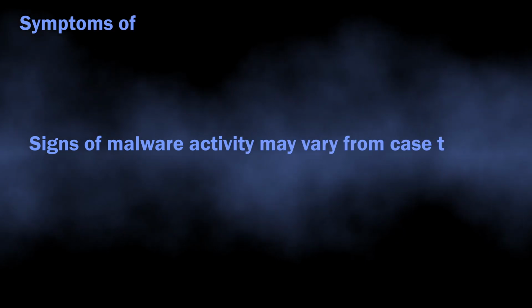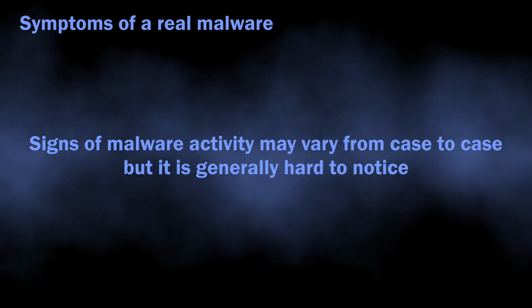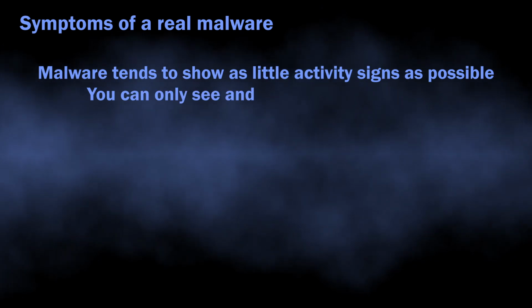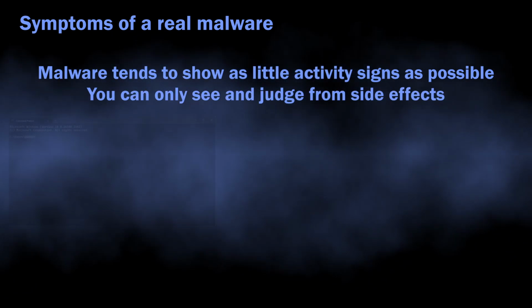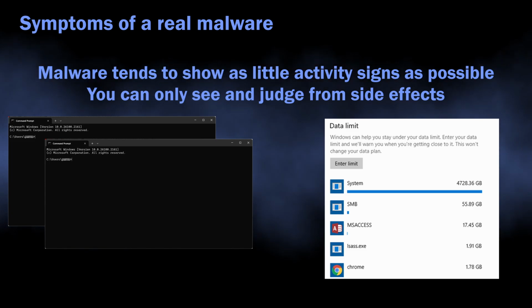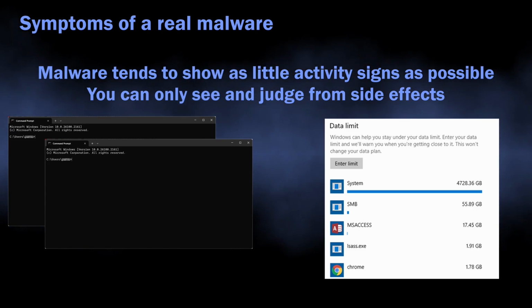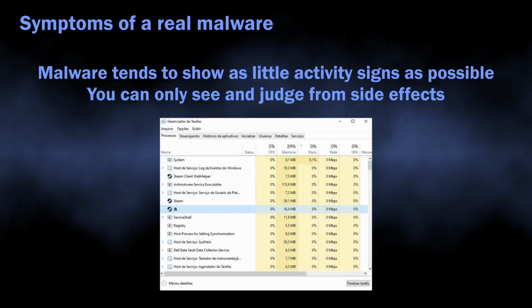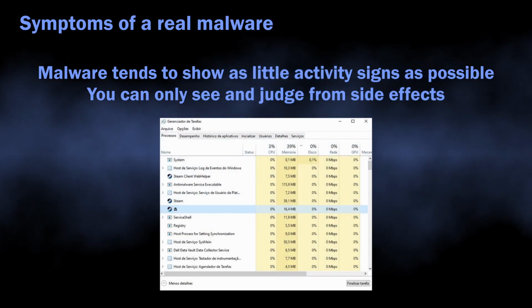For the symptoms that you may notice, they are mostly meager and unremarkable. Malware tries to leave as little visible clues as possible so it can stay undetected for longer. However, you can see console windows blinking from time to time, your internet traffic consumption getting exponentially higher, and a lot of strange processes popping up in the task manager.